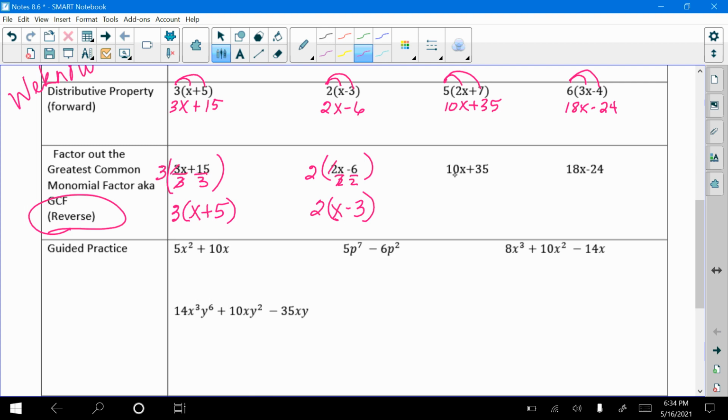So this next one, I've got a 10 and a 35. Well, I can't take a 10 out of both, but 10 breaks down to 5 and 2. I could take a 5 out of both of them. So I'm going to divide both of them by a 5, and I end up with 5 on the outside. 10 divided by 5 is 2, and 35 divided by 5 is 7.